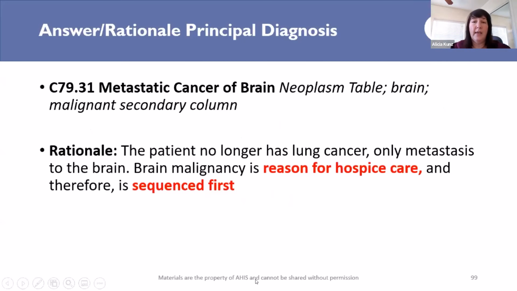So the principal diagnoses would be C79.31, metastatic of the brain. And the rationale for why we have this code as a principal would be the resident no longer has lung cancer. It is now spread to the brain, and the brain malignancy is the reason for them receiving hospice care. Therefore, we're going to sequence it first. Next.